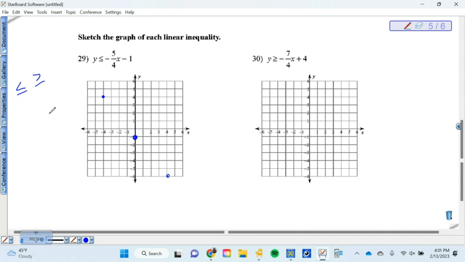These kind of inequalities get a solid line. These kind of inequalities get a dotted line. So I do a solid line for this one, right? Solid line. But my solutions are not just on this line. It's going to be all the points below this line or all the points above this line.